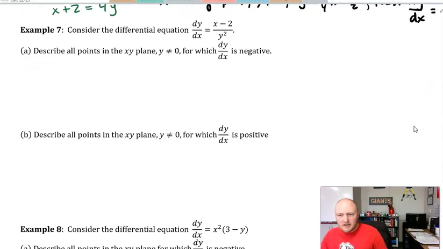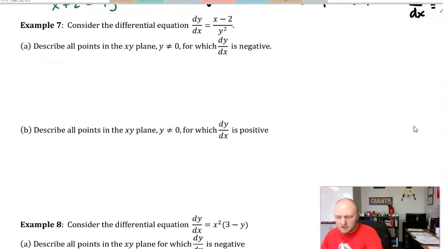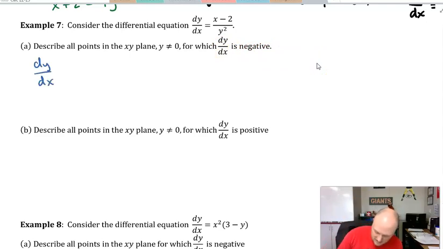Example 7 and in turn 8. These ones are more critical thinking. These ones are kind of cool. Again, consider the differential equation. Describe all points in the xy plane, y not equal to 0, for which dy/dx is negative. Okay, so they're saying that dy/dx is less than 0. Well, dy/dx is (x minus 2) over y squared. That has to be negative, less than 0.